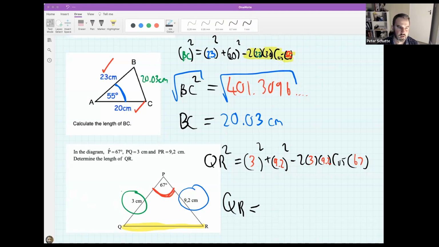So 3 squared plus 2 squared minus 2 times 3 times 2 times cos 67. And then I must just remember that isn't QR itself, that's QR squared. To get QR, I need to go square root answer, and it looks to me like I get 8.49 centimeters.